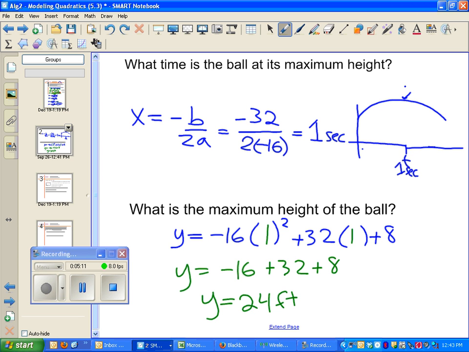Right, so in 1 second, it's going to reach its maximum height of 24 feet. And that is the end of example 1.